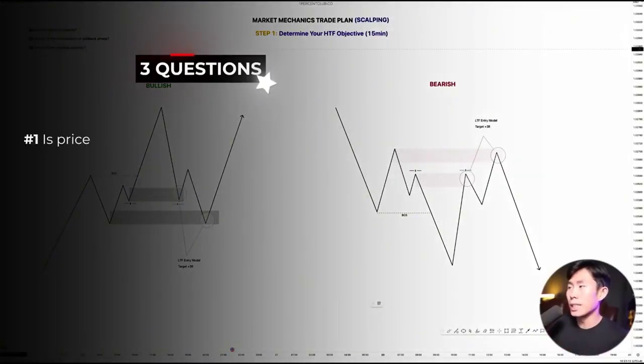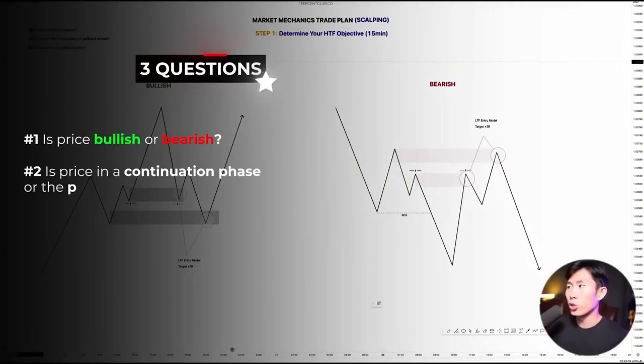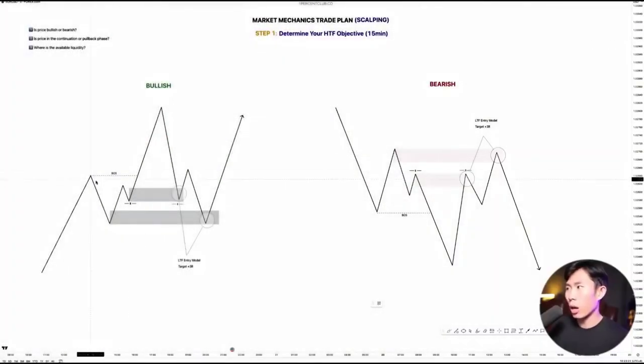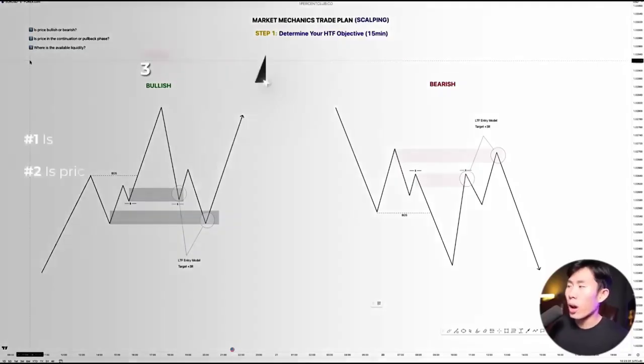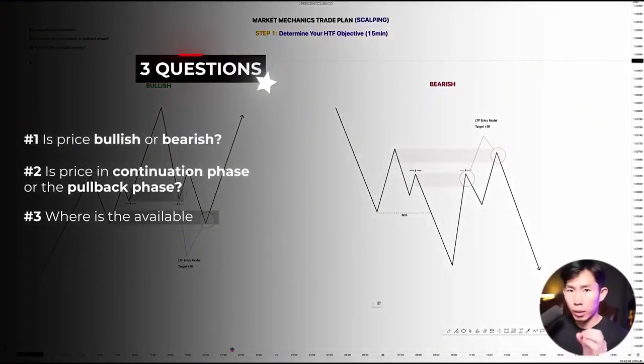Firstly, ask yourself, is price bullish or bearish? And then once you have identified the trend direction, determine whether price is in the continuation phase or the pullback phase. If price has just created a break of structure, we are anticipating price to start pulling back. And the last question you want to ask yourself is, where is the available liquidity?